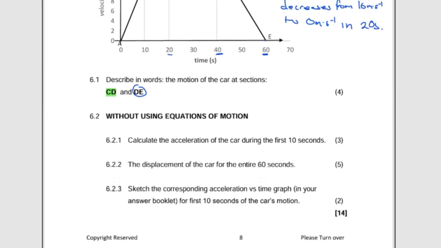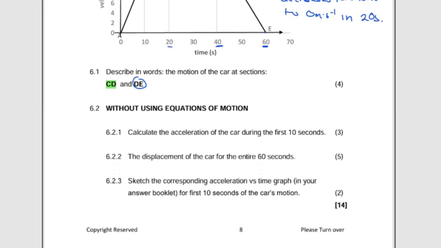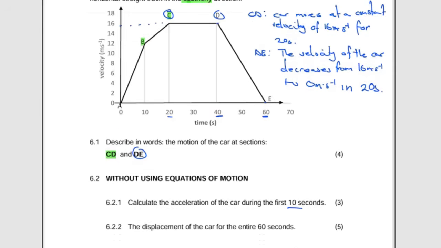So then to proceed to question 6.2.1, it reads: without using equations of motion, calculate the acceleration of the car during the first 10 seconds, right? So we're looking for the first 10 seconds, which is this part there. Remember, if we're calculating our acceleration, acceleration is equivalent to delta V over delta T. Remember, it's defined as the rate of change of velocity. Therefore, this is the same as Vf minus Vi all over change in time, right?